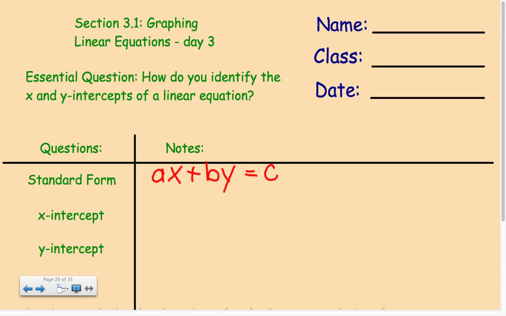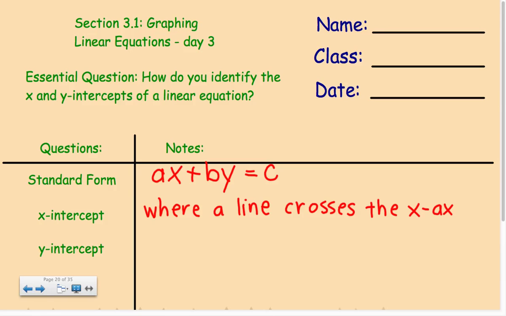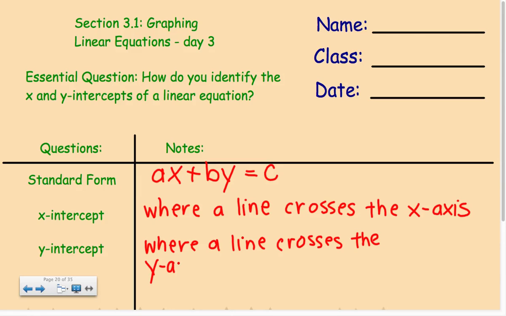Our x-intercept is where a line crosses the x-axis, and the y-intercept is where a line crosses the y-axis.